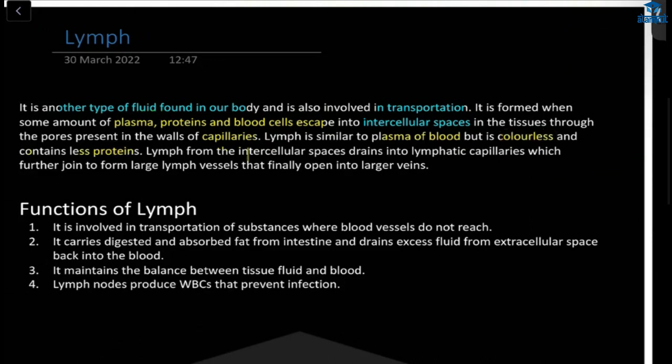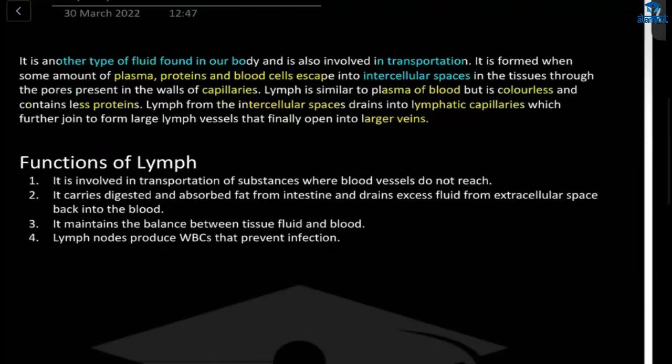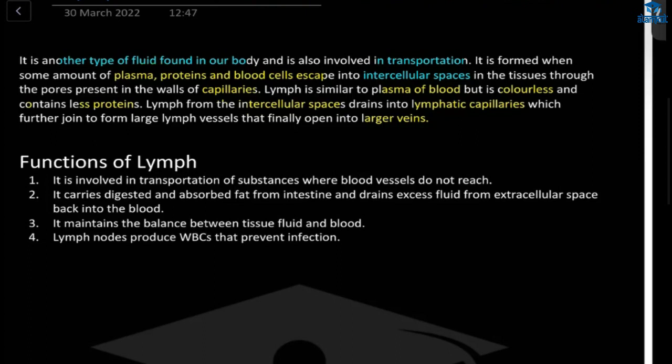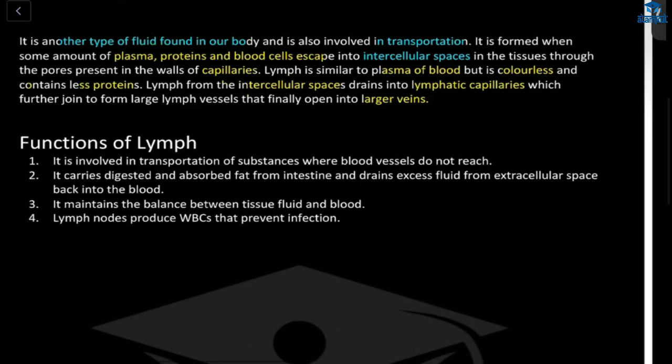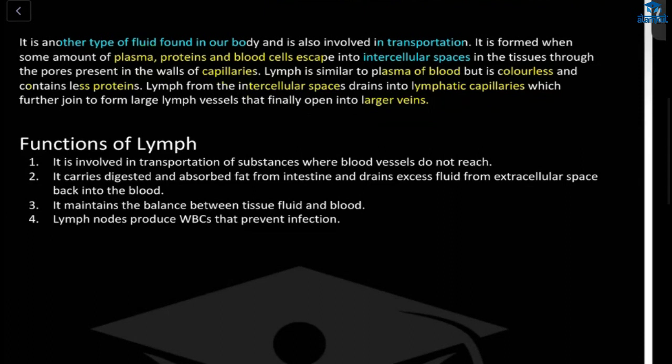Lymph from the intercellular space drains into lymphatic capillaries, which further join into large lymph vessel that finally opens into larger vein. So the lymph will be formed in the intercellular space, and after that it will go to the lymphatic capillaries, and from there it will go to the large lymph vessel, and then it will go to the vein. This is the process of how lymph is made and how it gets into the vein.